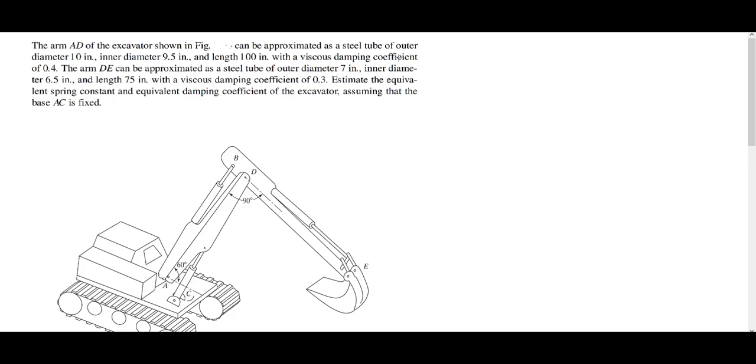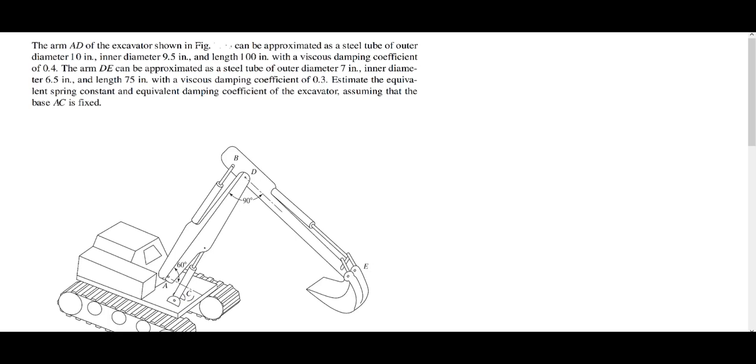With a viscous damping coefficient of 0.4, the arm DE is approximated as a steel tube with an outer diameter of 7 inches, an inner diameter of 6.5 inches, and a length of 75 inches, with a viscous damping coefficient of 0.3. We'll estimate the equivalent spring constant and equivalent damping coefficient of the excavator, assuming that the base AC is a fixed point.